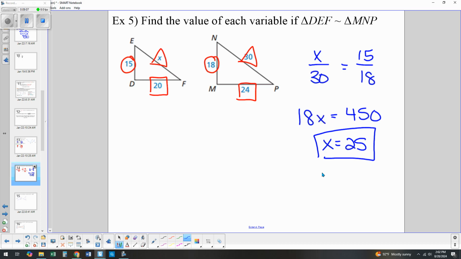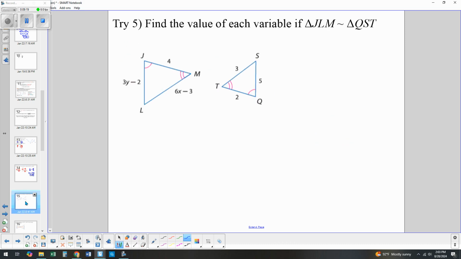If there was a different variable in this picture, let's say we also had a y here, then I would have done exactly what I did to solve for x, and then I would have kept 15 over 18 and 20 over y to find the other variable. So that's what you're going to do in this one. There are 2 variables to solve for. Pause if you'd like. Answers are posted online.